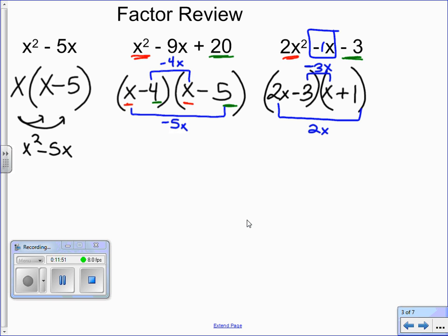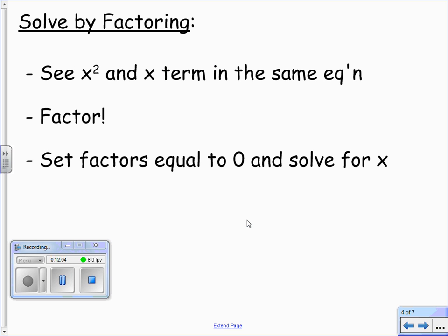Does anybody have questions about those 3 review problems? Okay, let's do some notes for what do you need to know to solve by factoring. So jot these things down. We'll talk about them, then we'll do some examples.